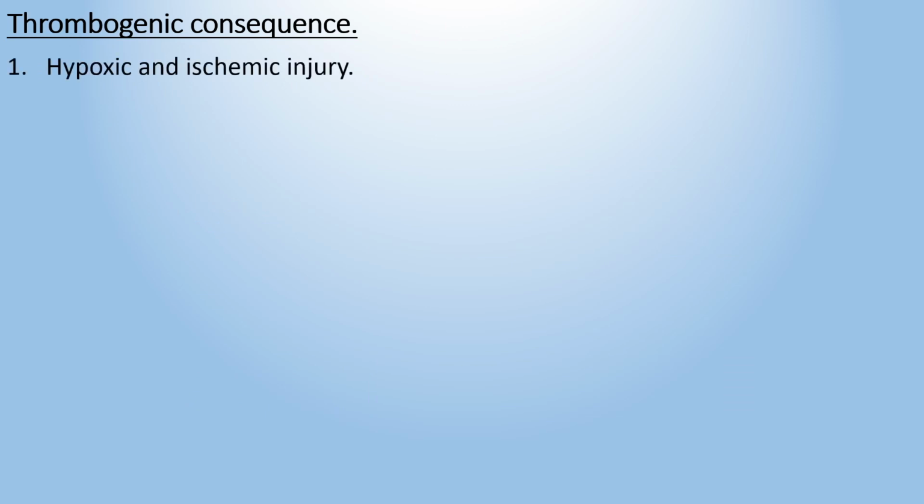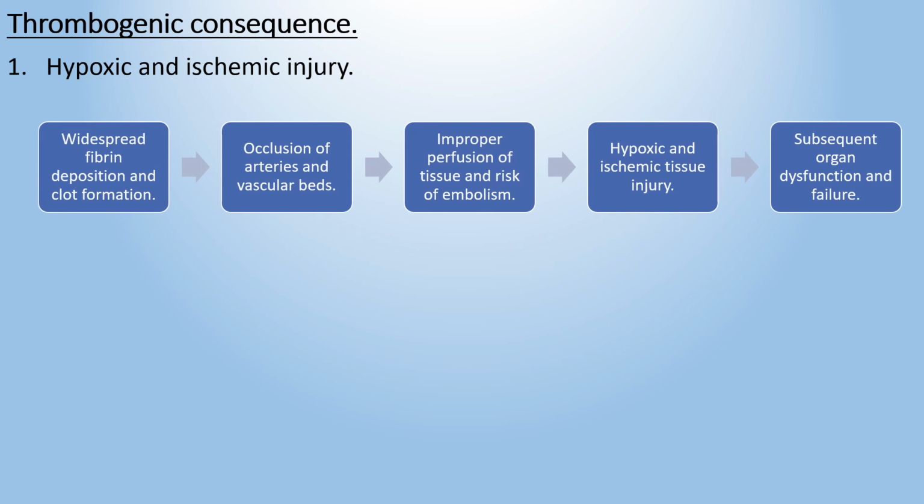The first thrombogenic consequence is hypoxic and ischemic injury. In DIC, whenever there is widespread intravascular activation of coagulation, it leads to widespread fibrin deposition and clot formation. Increased clot formation and presence of increased number of blood clots intravascularly causes occlusion of arteries and vascular beds. Occlusion of arteries leads to improper perfusion of tissue and risk of embolism. Improper perfusion of tissues leads to hypoxic and ischemic injury, as there is less blood going into the tissues and the metabolic demands of the tissues increase. And if the hypoxic and ischemic injury is progressive, it leads to organ dysfunction and failure.